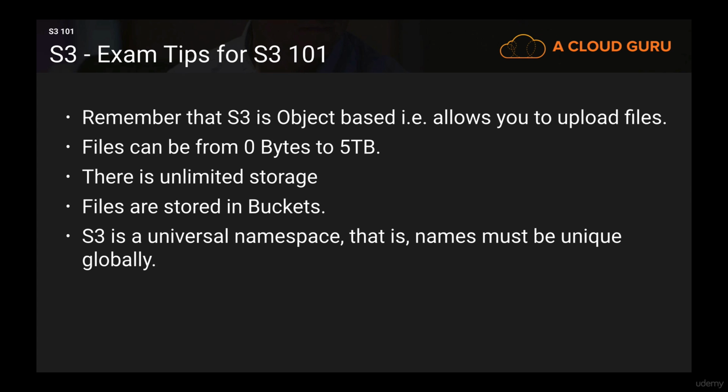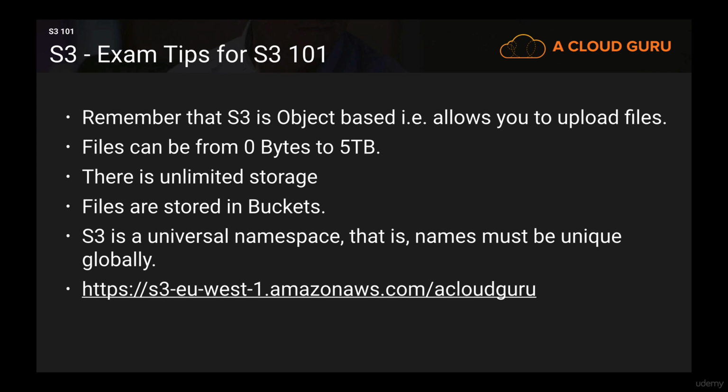Buckets have universal namespaces. You see time and time again where I'm trying to register a bucket and people are trolling me by stealing my bucket names. So remember that S3 is a universal namespace, and the names must be unique globally, and they must be all lowercase. An S3 bucket name always looks like this: HTTPS or HTTP, S3 hyphen, then the region. So I'm in EU West 1 or EU West 2, amazonaws.com/acloudguru.